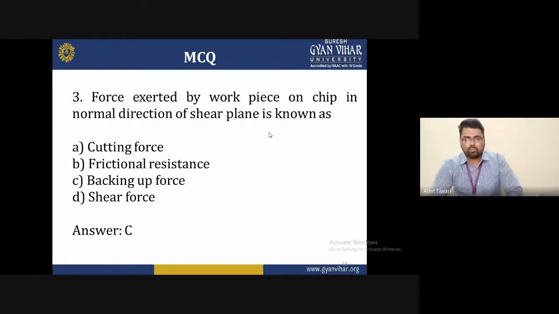Third question: the force exerted by the workpiece on the chip in the normal direction of the shear plane is known as. The options are A cutting forces, B frictional forces, that is resistance to friction, C backing up forces, D shear forces. The correct answer is C, that is backing up force.